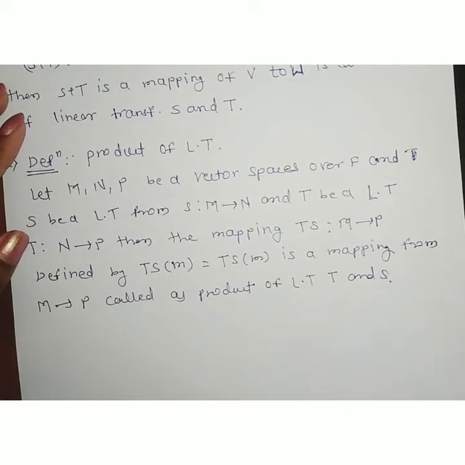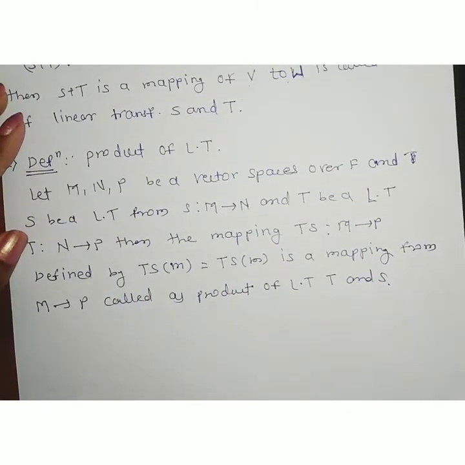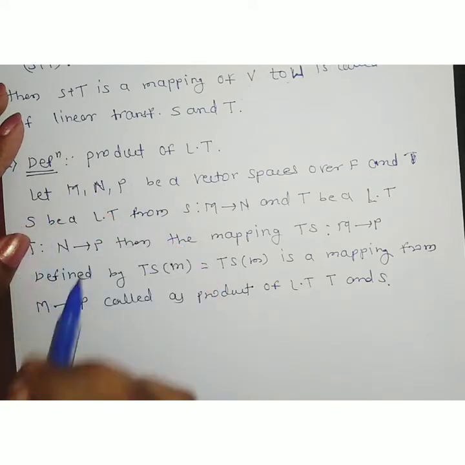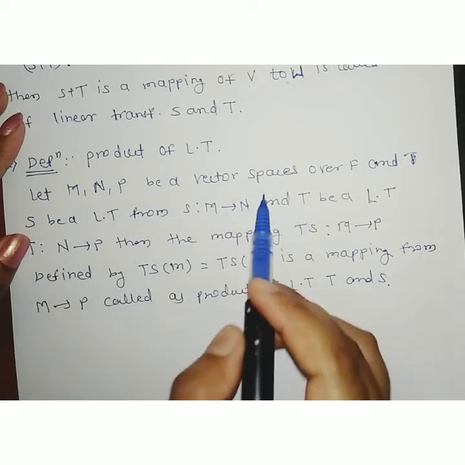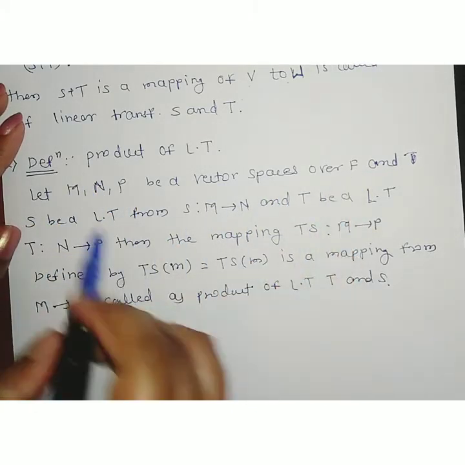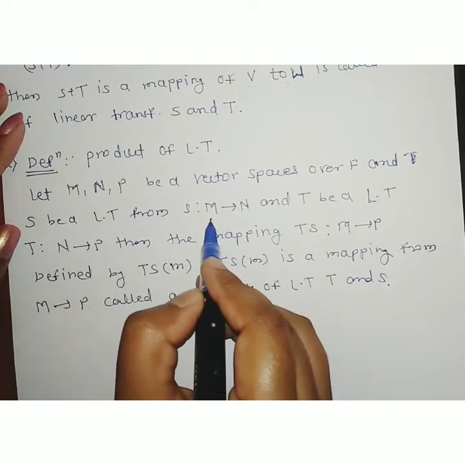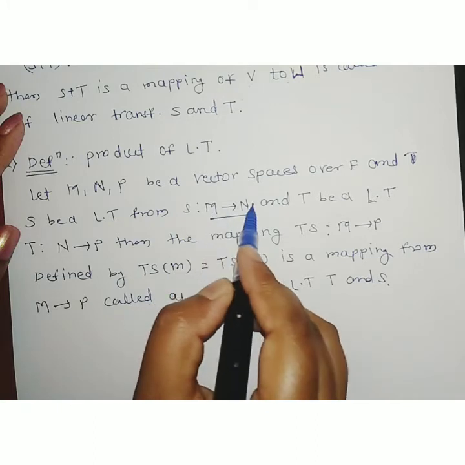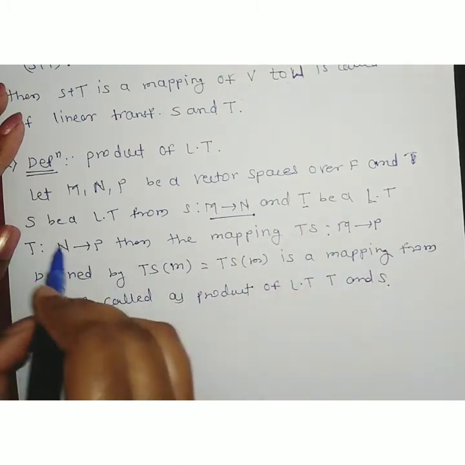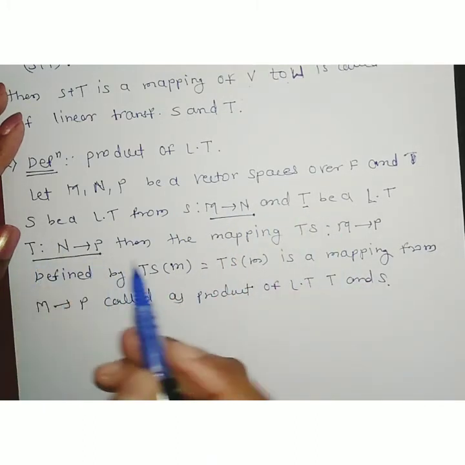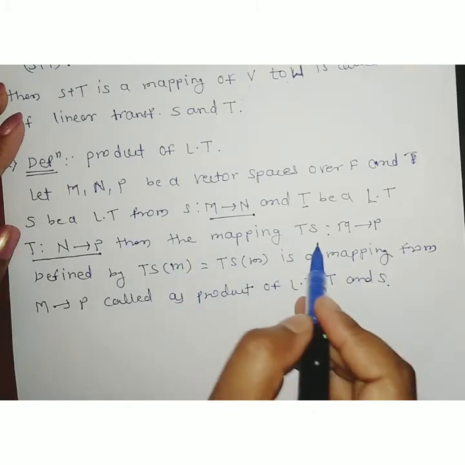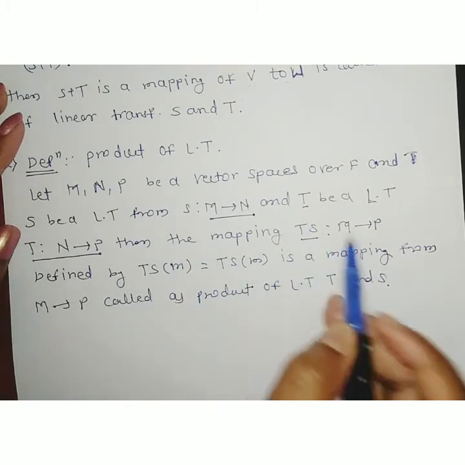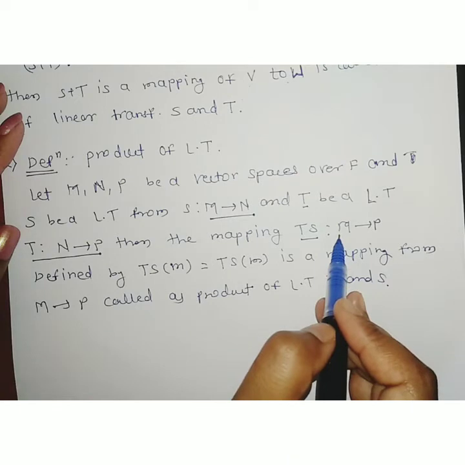Now, what is the product of linear transformations? We are given three vector spaces M, N and P over the field F, and let S be a linear transformation from M to N, and T be a linear transformation from N to P. Okay. Then the mapping TS is a linear transformation from M to P.